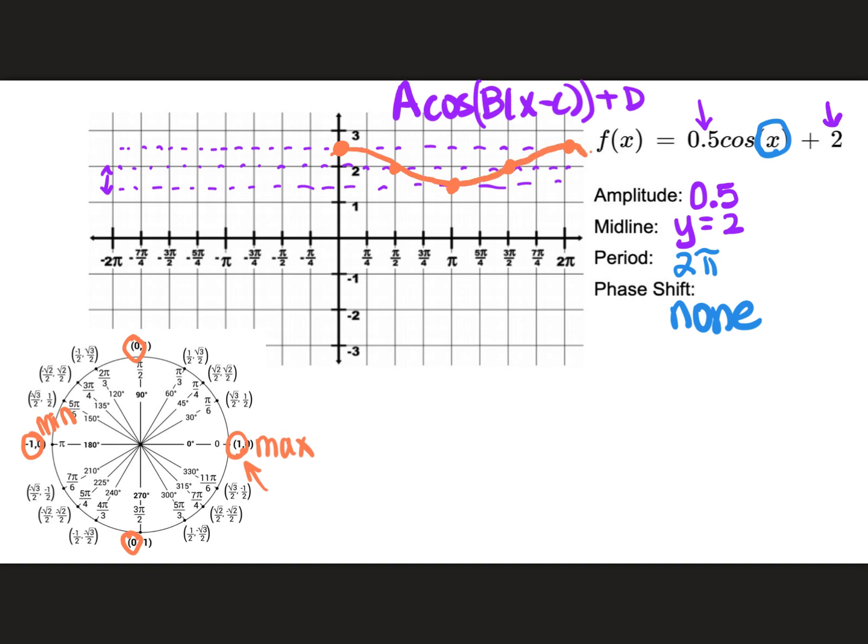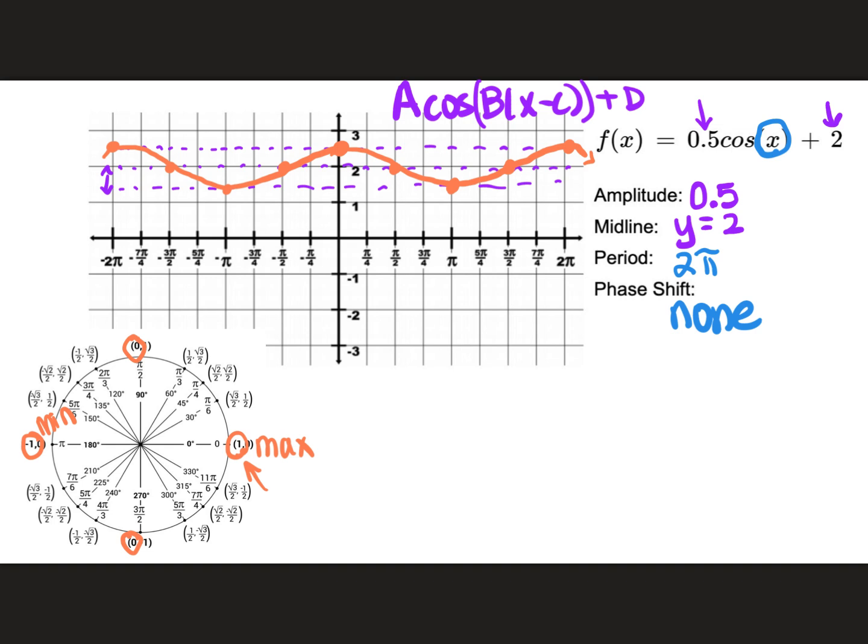So there's your cosine function. We could go backwards and do the same thing. So at -pi over 2, we're down at the midline. -pi, we have a minimum. Negative 3 pi over 2, we have our midline, and then negative 2 pi, we have that maximum. So there's your cosine function with a vertical compression of 0.5, which made it shorter, and then a vertical shift up 2.